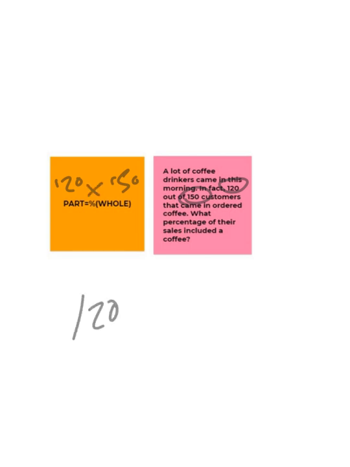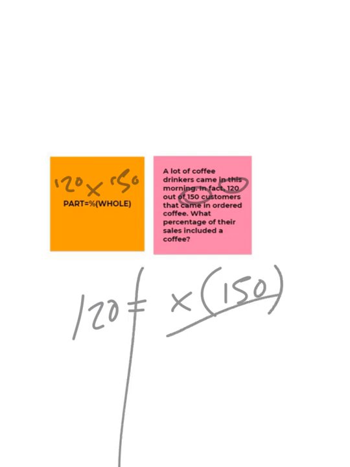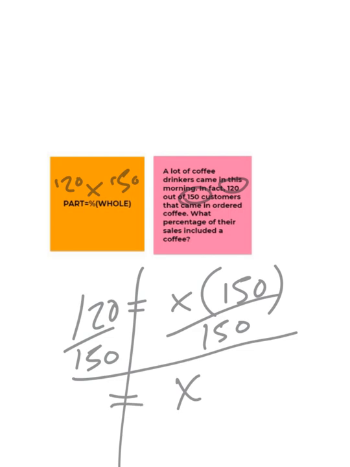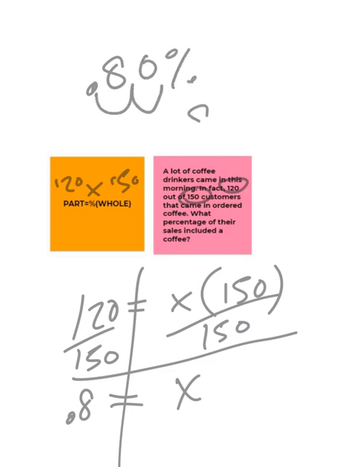So here we have 120 equals x times 150. We have to divide both sides by 150, and that'll give us x is equal to 120 divided by 150 equals 0.8. We turn 0.8 to a percent by moving the decimal 2 places or multiplying by 100. So we'll get 80% included coffee.